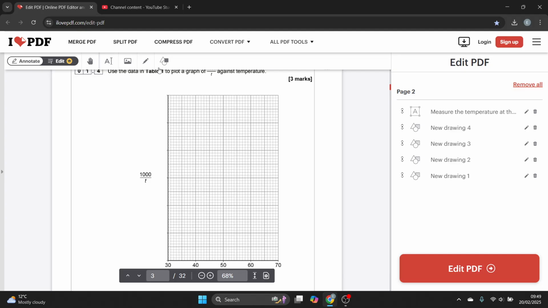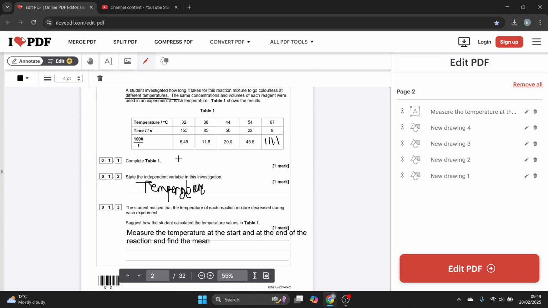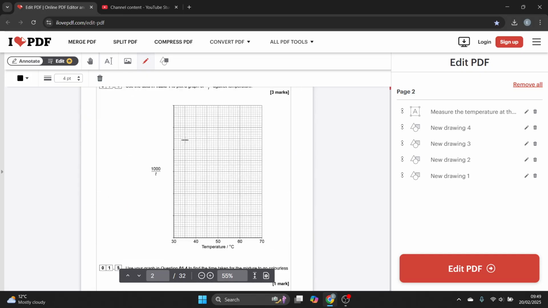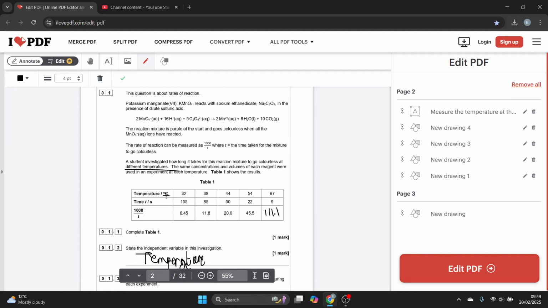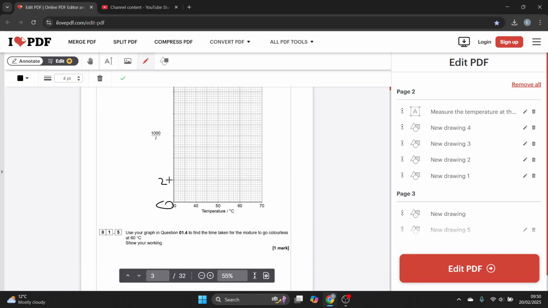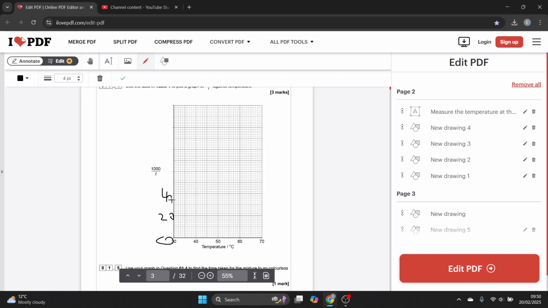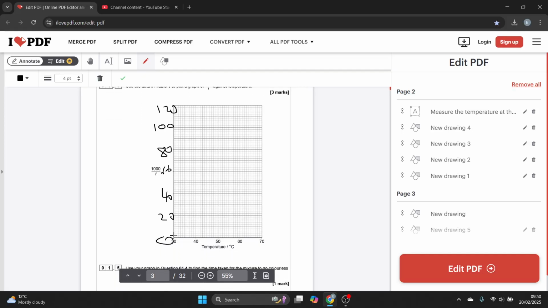Use data in Table 1 to plot a graph of 1000 divided by T against temperature. You just plot your graph. Plotting 1000 over T, so 0, 20, 40, 60, 80, 100, 120, and then you plot your points and then draw your curved line of best fit, which should look something like this.